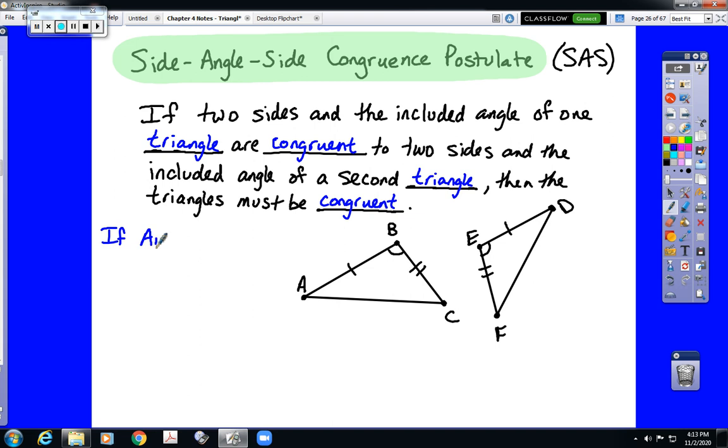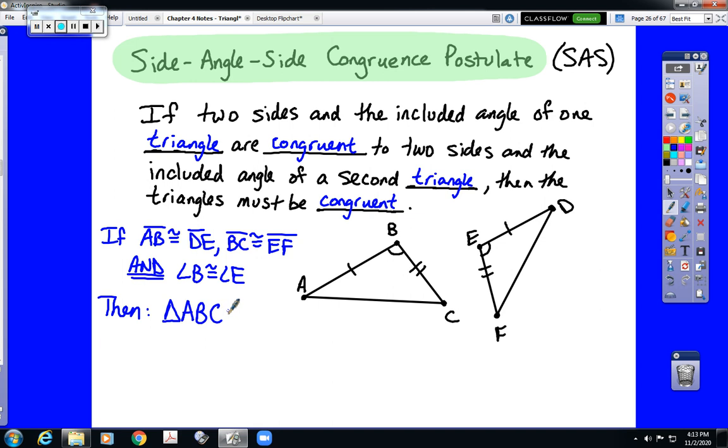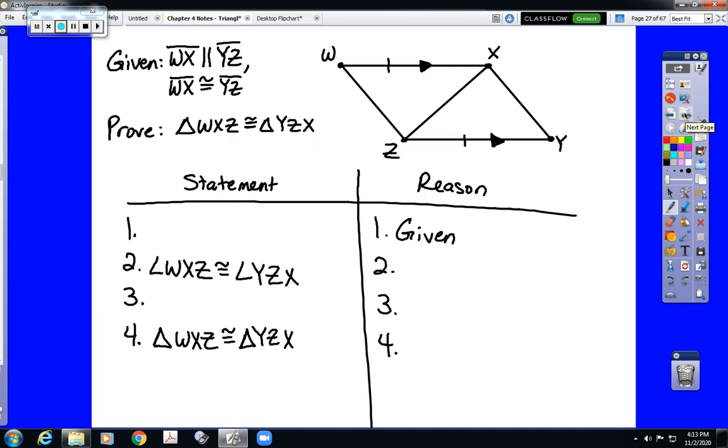So in the picture, you'll notice that we do have two sets of sides. AB is congruent to DE, and BC is congruent to EF. We also have the angle in between those sides. Angle B is congruent to angle E. Because we have two sides and the included angle, that is enough for us to state that triangle ABC is congruent to triangle DEF, because we've shown this much information: side, angle, side. So I believe next we're going to do a proof involving side-angle-side.